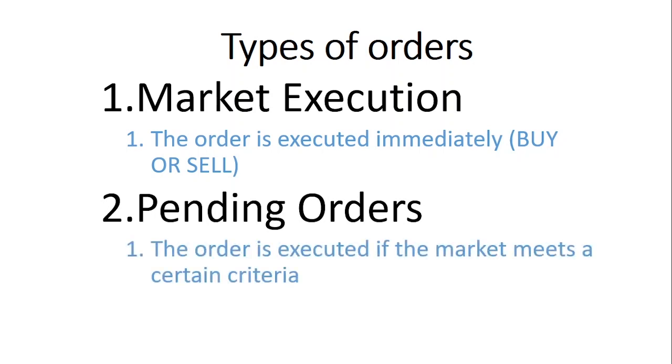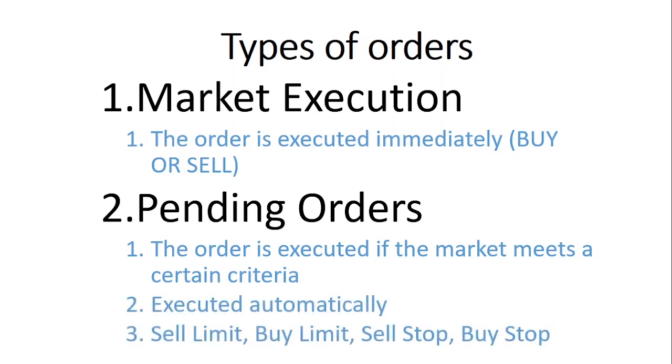A pending order means that your order will be executed only when the market meets a certain criteria. For example, let's say the price of USD ZAR is 18 Rand, and you expect this price to rise, but you only want to buy at a specific price, for example 19 Rand. So you can set the pending order where you say, when price reaches 19 Rand, please automatically fill me in for a buy.